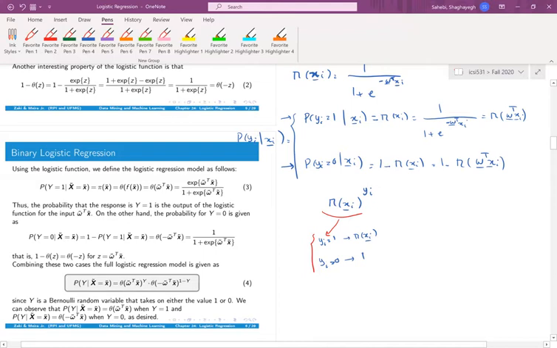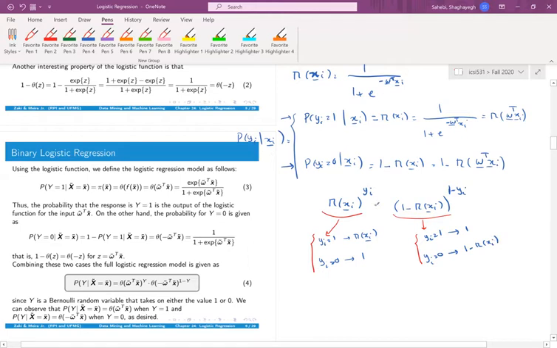Now, let's look at another term. What if I look at this one? 1 minus pi of xi to the power of 1 minus yi. What is it going to be? If my yi here is equal to 1, 1 minus yi is going to be 0, so this whole term is going to be equal to 1. If yi is equal to 0, though, then this is going to be 1 minus pi of xi to the power of 1, so it's going to be equal to 1 minus pi of xi, right?